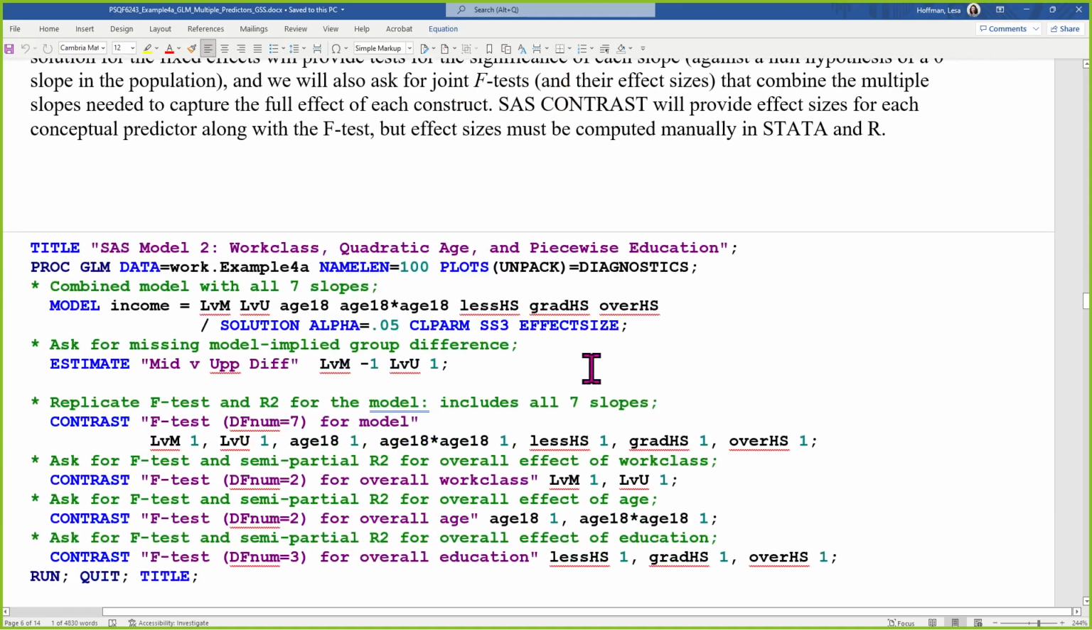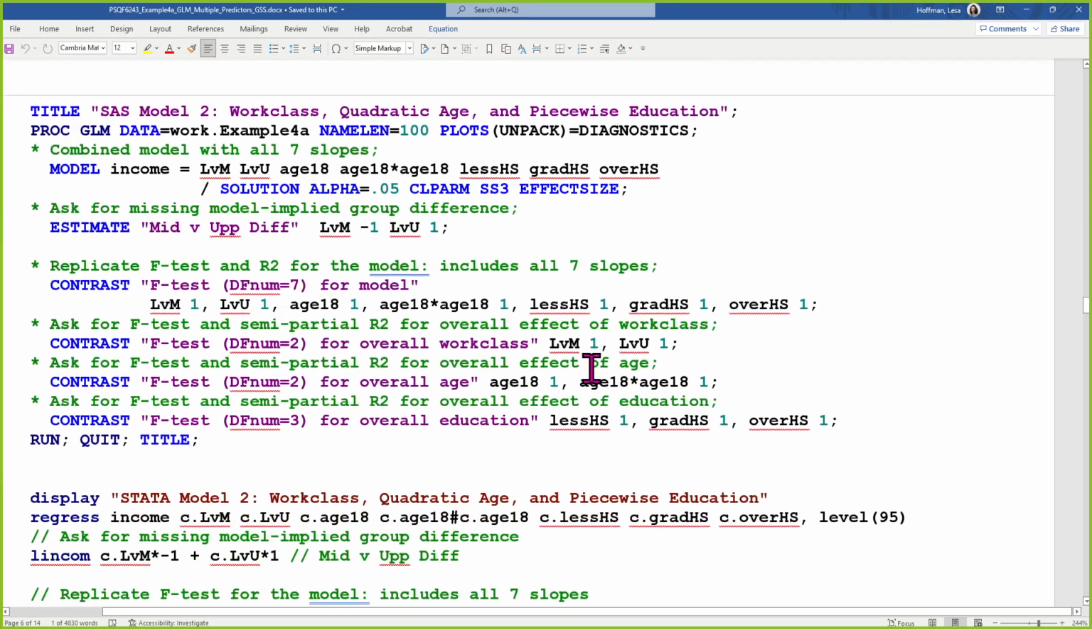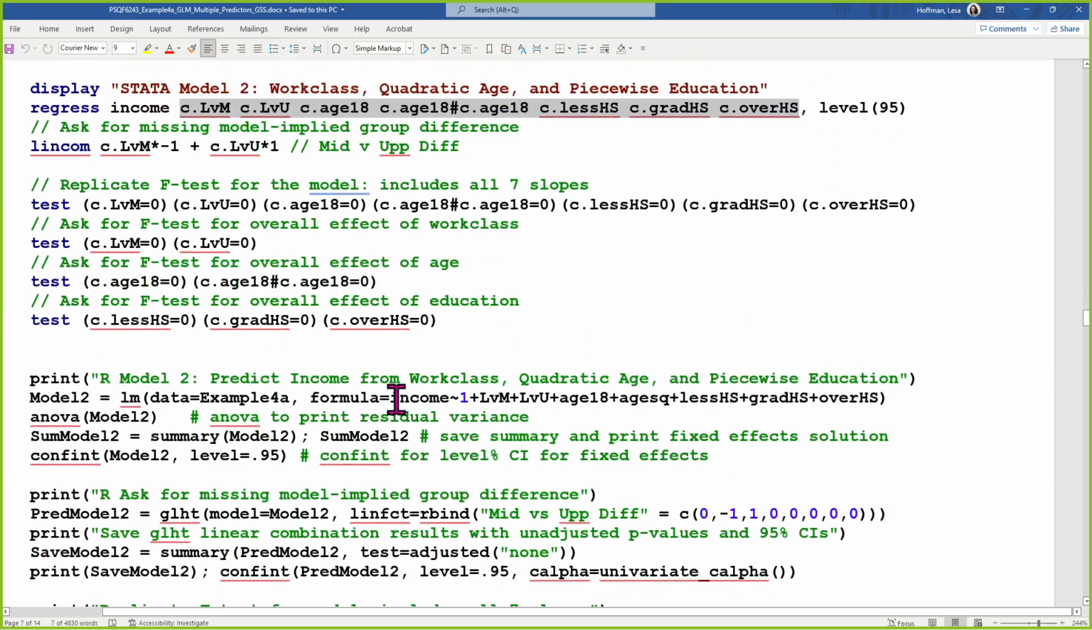So then I have a bunch of code here designed to not just estimate the model, but to tell us the extra pieces of information that we would want to know about how the slopes that pertain to the same conceptual predictor work together to represent that predictor's contribution to the model predicting income. So to put all the slopes in the same model is probably what you would guess. You just list them all where the predictors go. So it looks like that in SAS. It looks like this in STATA. And it looks like this in R.